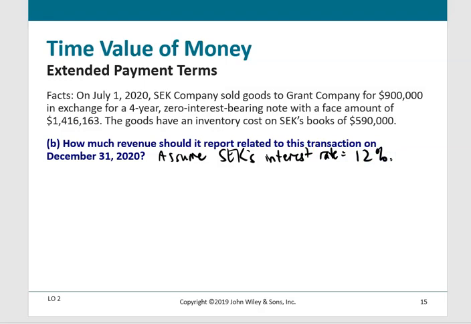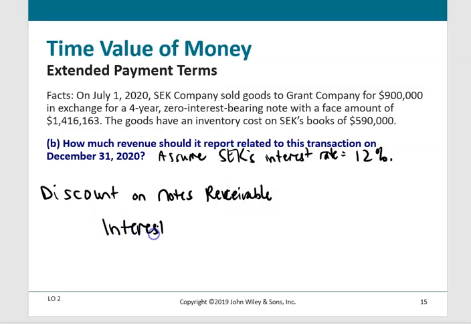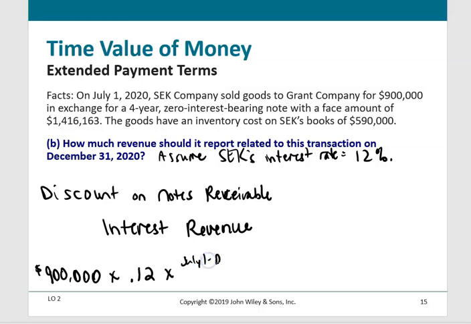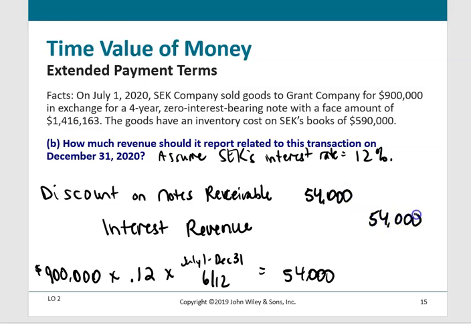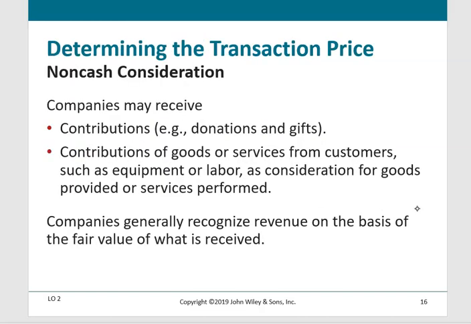So let's record the amount of the interest at December 31st, 2020. We want to reduce that contra asset, discount on notes receivable. When we reduce a contra asset, we are increasing assets. And we are going to record an increase in interest revenue. And what is the amount of this? We are going to take the net carrying value of the note, the present value of that good or service, the beginning present value of 900,000, multiply that by the interest rate times the portion of the year. So this was from July 1st through December 31st, 6 out of 12 months, and that works out to be 54,000. So assets increase by 54,000, and revenue, and therefore net income, increase by 54,000.